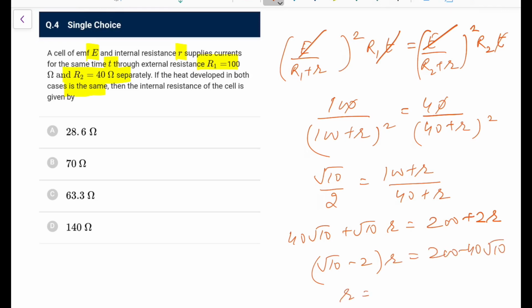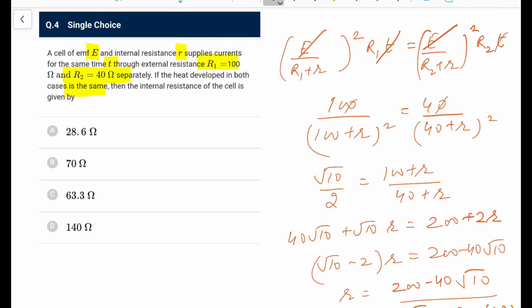So R is equal to (200 minus 40 root 10) upon (root 10 minus 2). Typically, root 10 is approximately 3.1 or 3.14 or 3.2. If I take close to 3.2, the denominator would be 1.2, and 40 into 3.2 would be 128 something.